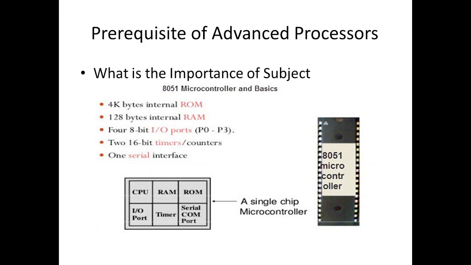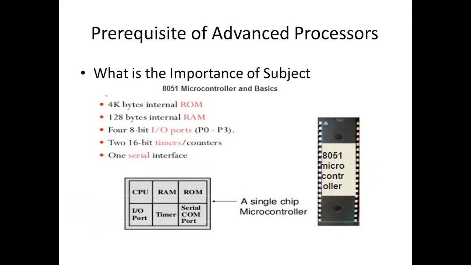So a controller is just one chip. On that chip we have the CPU, RAM, ROM, IO port, timer and serial port. This chip is available, and people are interfacing the maximum number of devices. So the maximum number of sensors and the maximum number of input output devices is required. So this space is related to the microcontroller.